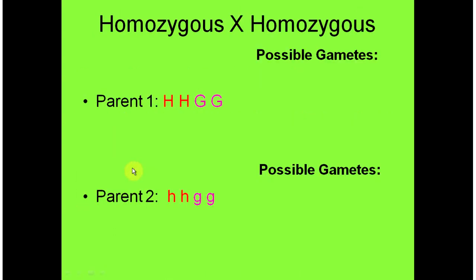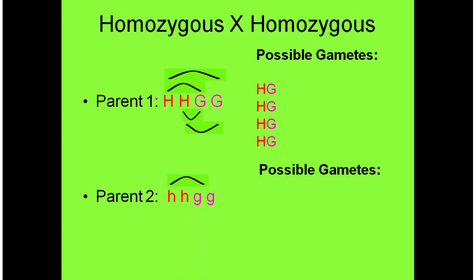Now for our parent genotypes, we use FOIL by taking the first H and the first G. That's going to be our first gamete, and that's the F in FOIL. Then we take our outer H and our outer G for our next gamete. That's the O in FOIL. Then we take the inner H and the inner G for our next gamete. That's our I in FOIL. And then we take our last H and our last G, that's the L in FOIL.